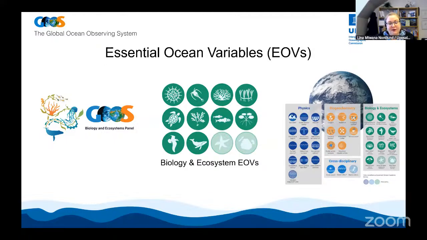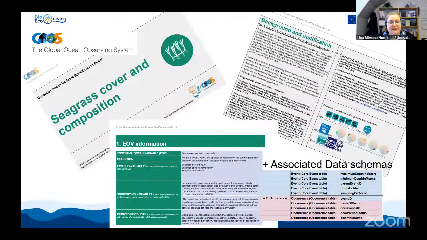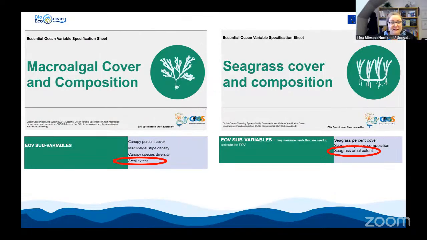As a foundation in the Bioeco-Ocean project, we have the Biology and Ecosystem EOVs. And together with GOOS, the Global Ocean Observing System, we have updated the specification sheets for these EOVs. So it's basically the recipe of how to use them and what to do. Of course, seagrass is one of the essential ocean variables, as well as macroalgae. And we have the macroalgae cover and composition and the seagrass cover and composition.